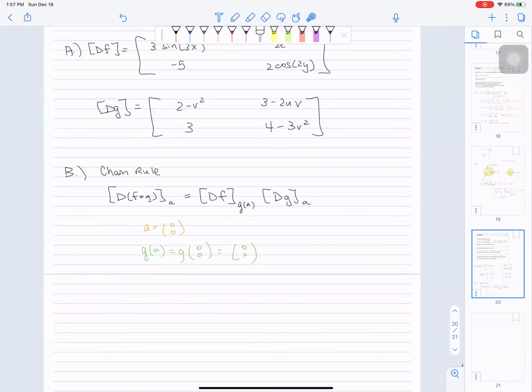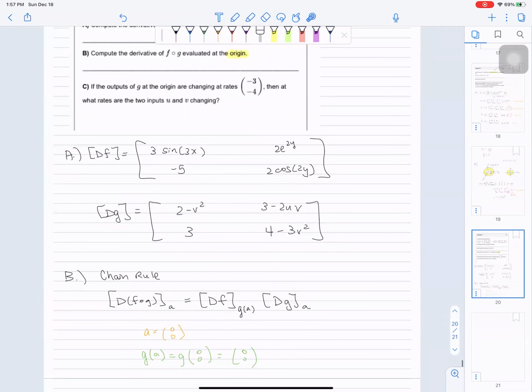For dg in part A, how did you get 4 minus 3v squared? Oh, it should be plus. Okay.